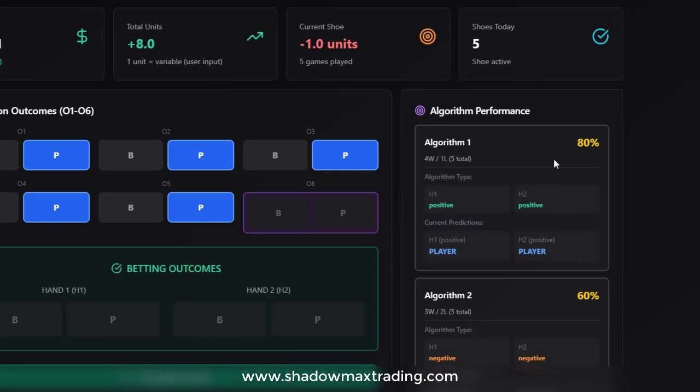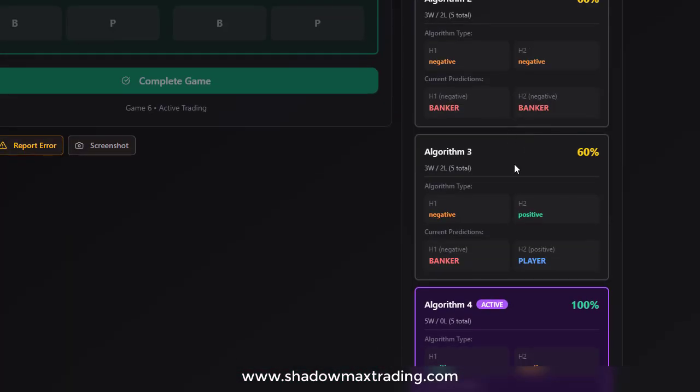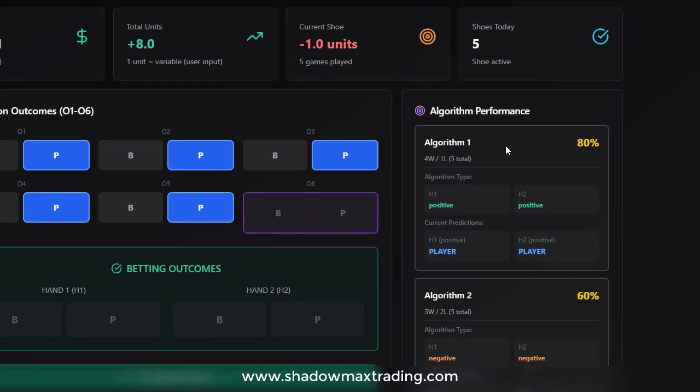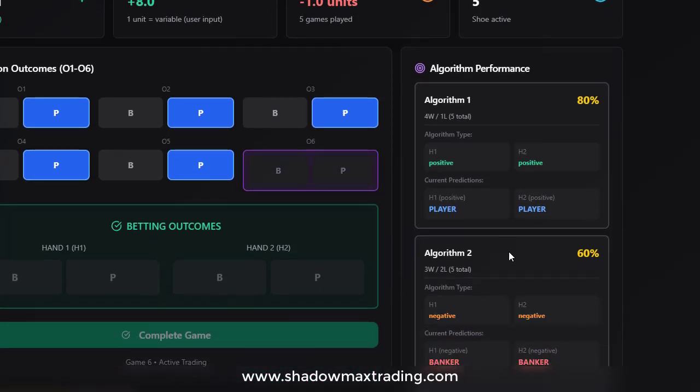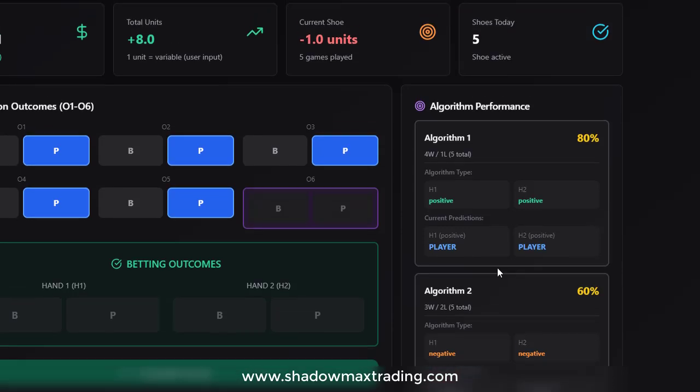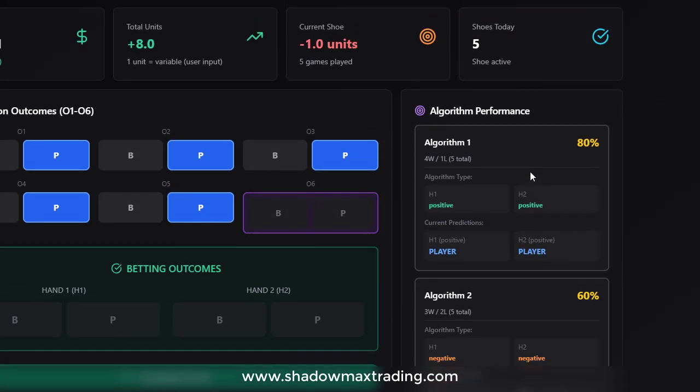All right, and again, anytime there's an algorithm that's above 90, you'd prefer to play on it or against the lowest performing algorithm. But if it's above 90, play on it. If there's nothing above 90, play against the lowest performing algorithm. All right, well, listen, guys, that's just the basic nutshell of how it works.